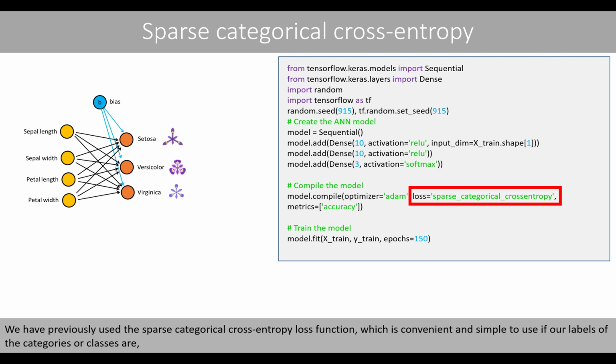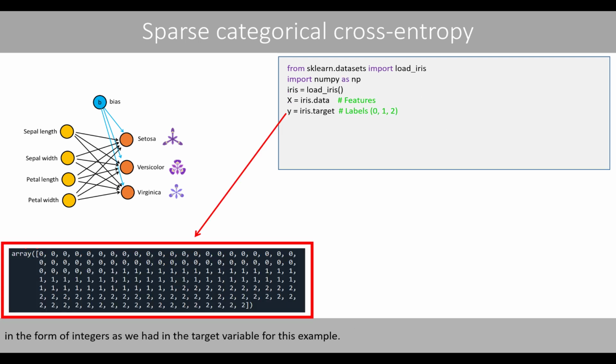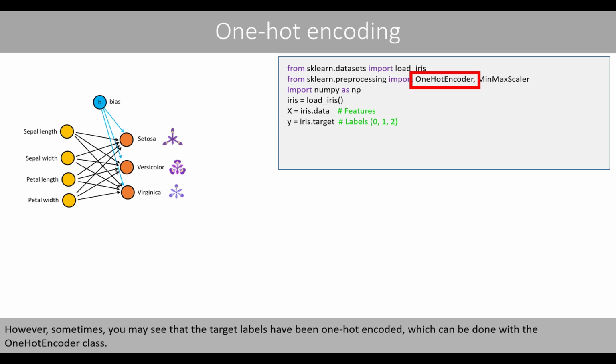We have previously used the sparse categorical cross-entropy loss function, which is convenient and simple to use if our labels of the categories or classes are in the form of integers, as we had in the target variable for this example. However, sometimes you may see that the target labels have been one-hot encoded, which can be done with the one-hot encoder class.